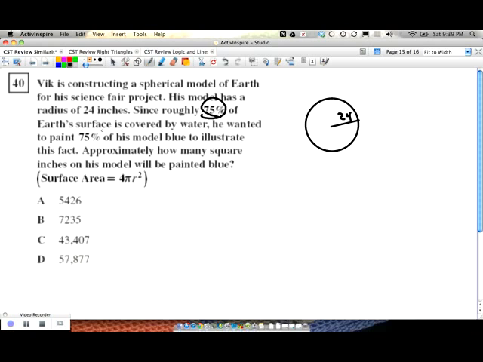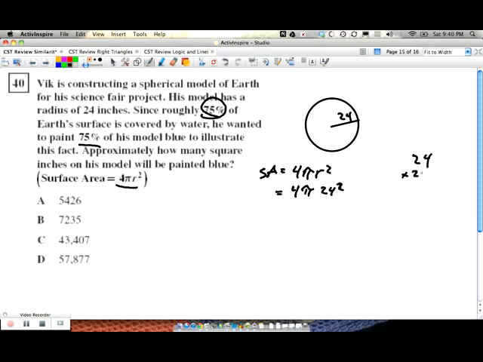Since roughly 75% of the Earth's surface is covered by water, he wanted to paint 75% of his model blue. To illustrate this fact, approximately how many square inches of his model will be painted blue? Well, this has got a lot going on in it. So let's first figure out the surface area of this sphere that's got a radius of 24 inches. Well, the surface area is really 4 pi r squared, like they told us in that formula, which is 4 times pi times 24 squared.